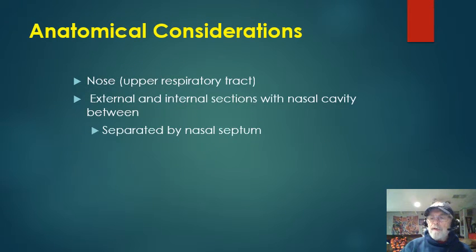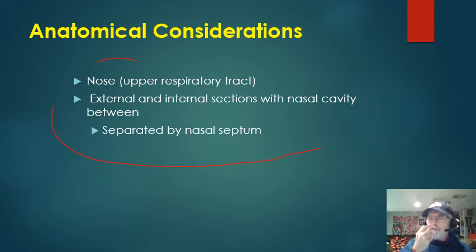So those are two important terms you need to know. So let's talk about the anatomical considerations for the most part for the rest of the session. Let's talk about the nose first of all. The nose we take for granted, okay? We see it on everybody's face. It's part of what we call the upper respiratory tract, okay? And basically we have both an internal and an external portion.